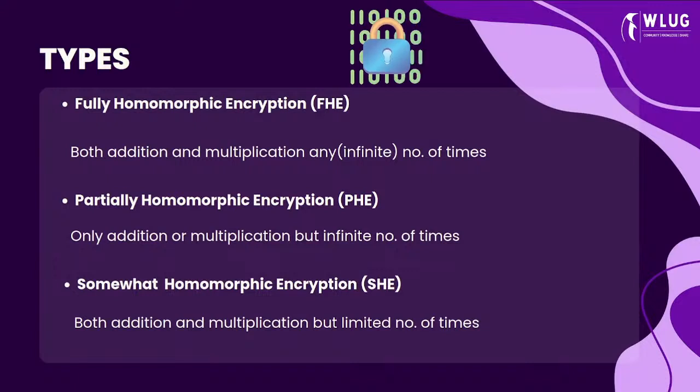Now in PHE, that is partially homomorphic encryption, only one computation can be performed at a time, either addition or multiplication. But you can perform that operation any number of times. And in SHE, both operations, addition and multiplication, can be performed at a time. But here we can perform those operations only a limited number of times, that is, the use case is limited. So these are the various types of homomorphic encryption. Depending on the circumstances, any of those types can be used.